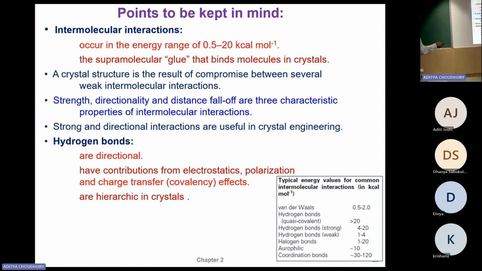So a crystal structure is a result of compromise between several weak interactions. In many crystal structures, we expect certain interactions to be present, but because of the way it's packed, you don't see them, or you see them surprisingly, with a highly distorted, weak interaction. Usually strong directionality and distance fall-off are the characteristics of intermolecular interactions. This is very important for designing any crystal structures. The strong and directional interactions are useful, and hydrogen bonds are important. They are directional, and they contribute electrostatic polarization and charge transfer.